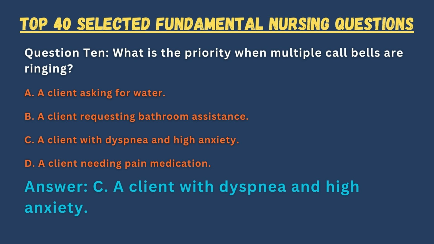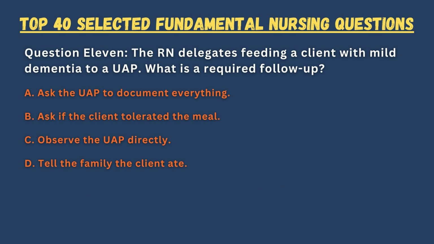Answer. C. A client with dyspnea and high anxiety. Question 11. The RN delegates feeding a client with mild dementia to a UAP. What is a required follow-up? A. Ask the UAP to document everything. B. Ask if the client tolerated the meal. C. Observe the UAP directly. D. Tell the family the client ate.